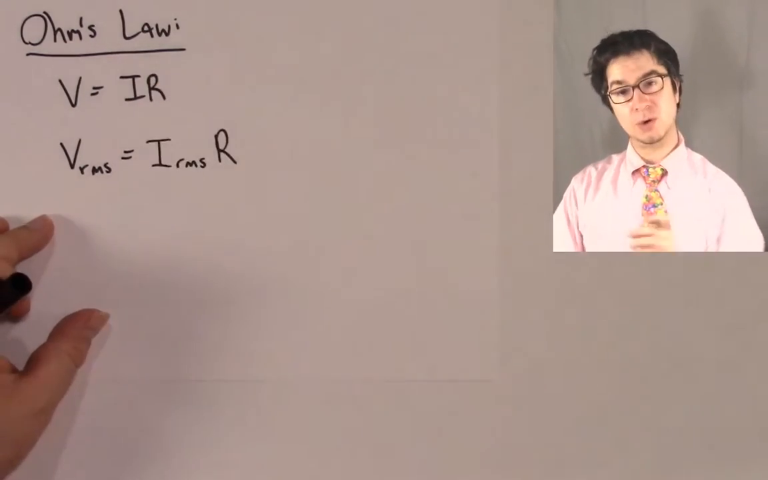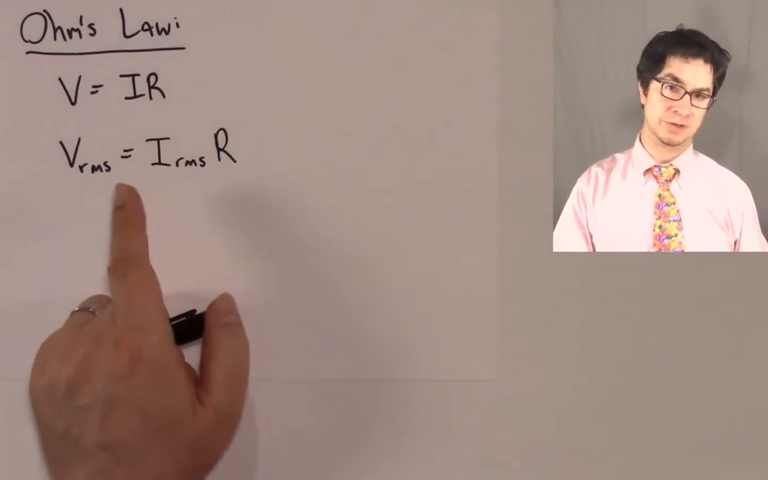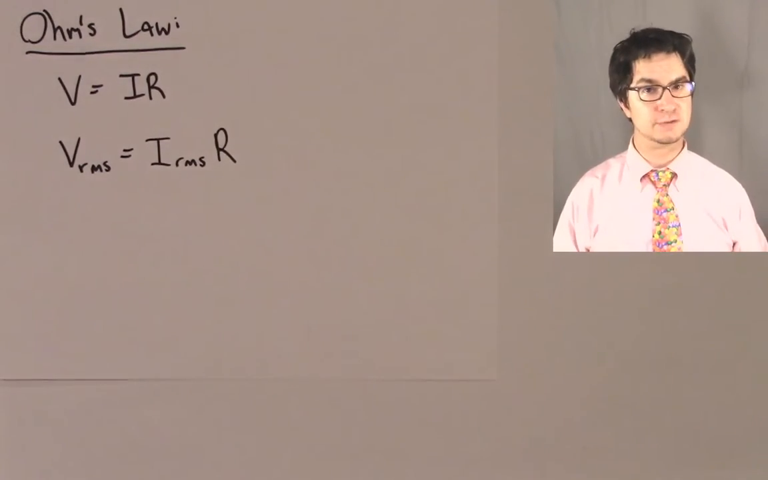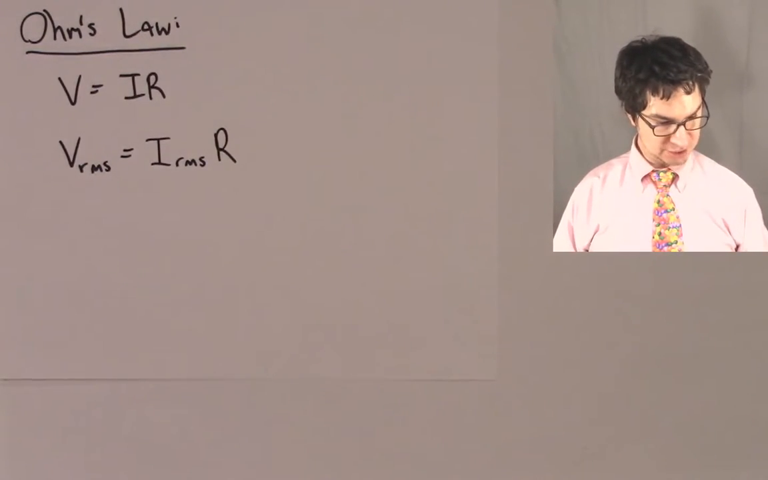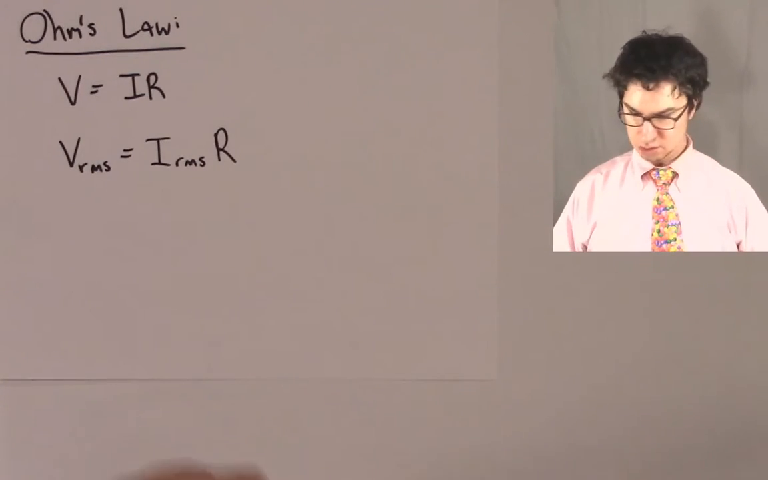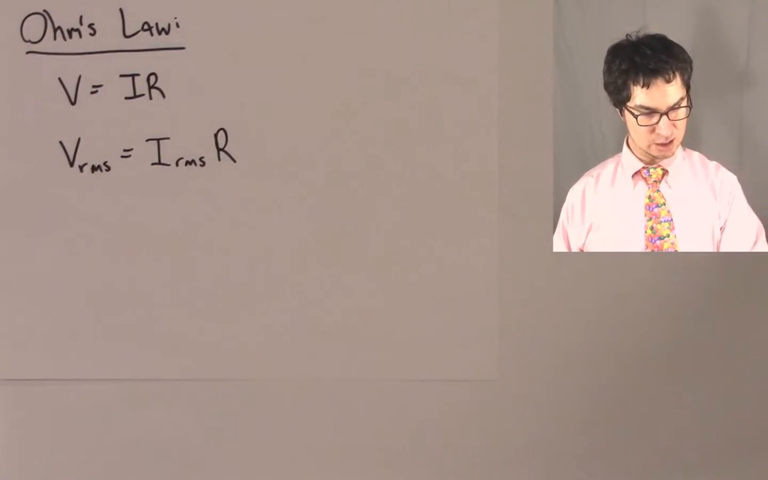And so you could use this equation here, Ohm's law, to solve for the RMS current. That would be the average current flowing in the circuit. All right. Good deal. Let's move ahead.